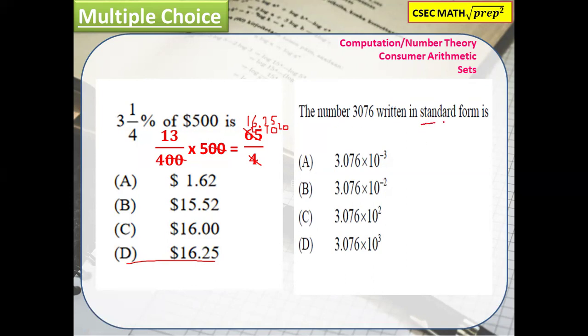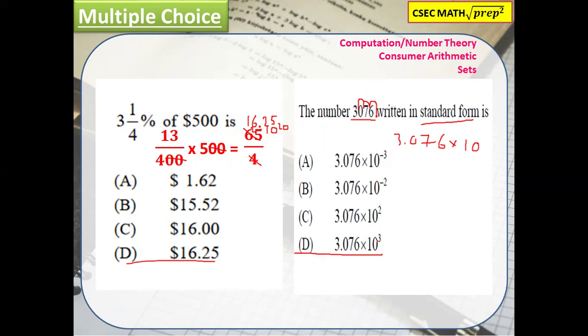In standard form, the number 3076. The idea of standard form is to write a number between 1 and 10 multiplied by a power of 10. So in this case, to get this number to be a number between 1 and 10, we have to move the decimal point from its end 1, 2, 3 places back. So our answer is 3.076 multiplied by 10. But we're going to be raising this 10 to the number of times that we move the decimal point to the left, which was 3 times. So our answer is D.